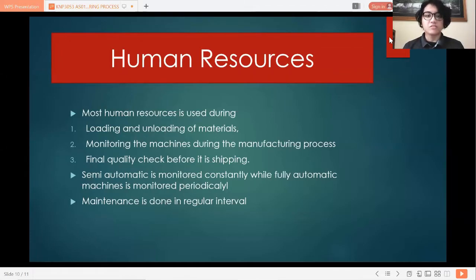Most of the human resources in the factory is used during the loading and unloading of materials, monitoring the machines during the manufacturing process, and final quality check before the product is shipped. The semi-automatic machines need to be monitored constantly, while the fully automatic machines are monitored periodically. This is to prevent the machines from being damaged further if they suddenly malfunction. Maintenance is also done at regular intervals to allow the machines to last longer.